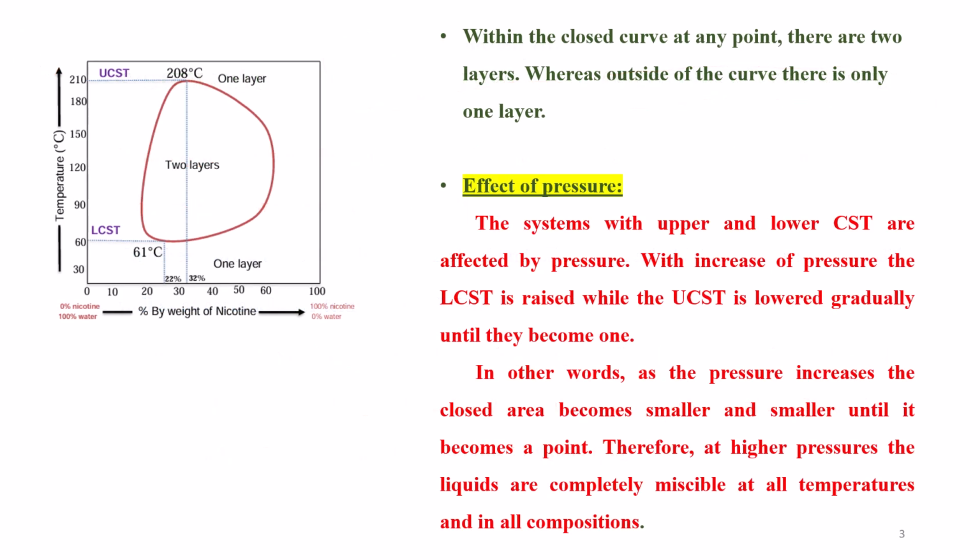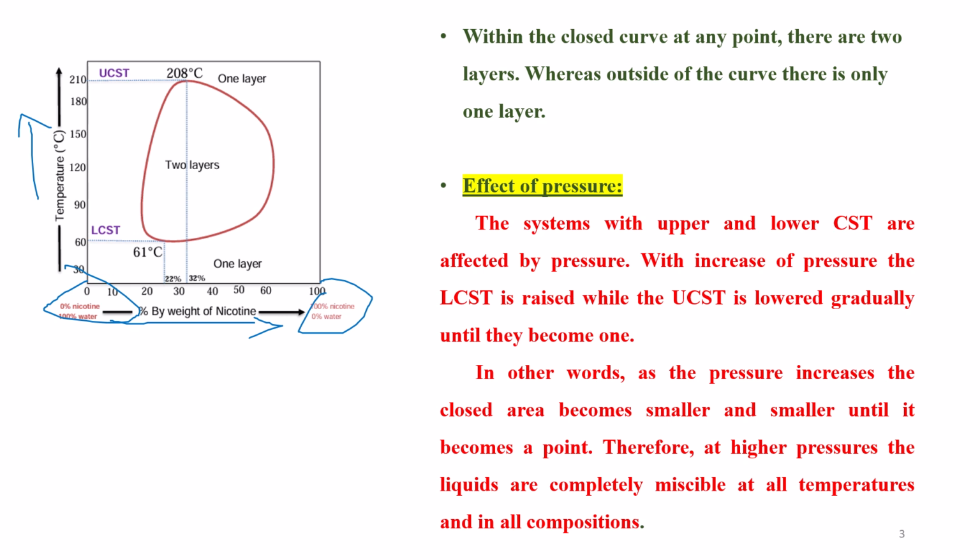So we can see the nicotine and water system. Here we have the phase diagram of the nicotine water system. Here is 100% water and here 100% nicotine. This axis represents the increasing weight percentage of nicotine towards 100%. The y-axis represents the temperature. In the nicotine water system, we know that there are two critical solution temperatures.